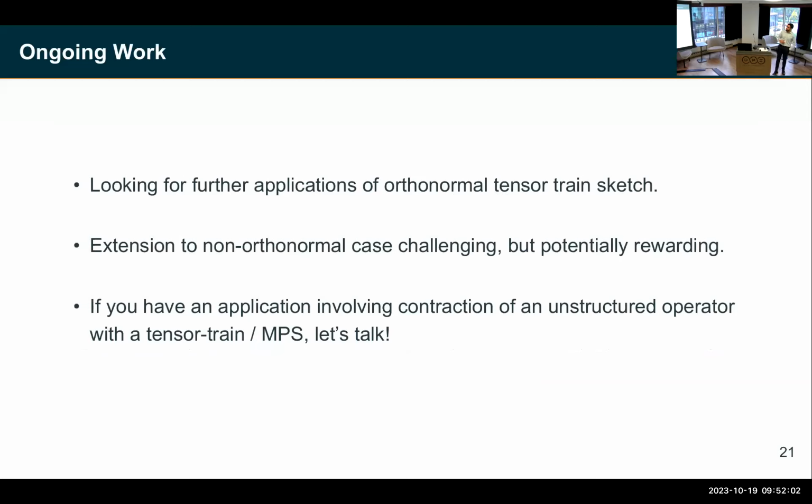And I'll leave you with some ongoing work, which is that this is nice in that we can accelerate TT-ALS, but we're looking for further applications of this orthonormal tensor-train sketch. The extension to the non-orthonormal case is challenging, but potentially rewarding. So if you have an application involving contraction of an unstructured operator with a tensor-train or MPS, let's talk, because the sketching operator might be useful. So thanks.